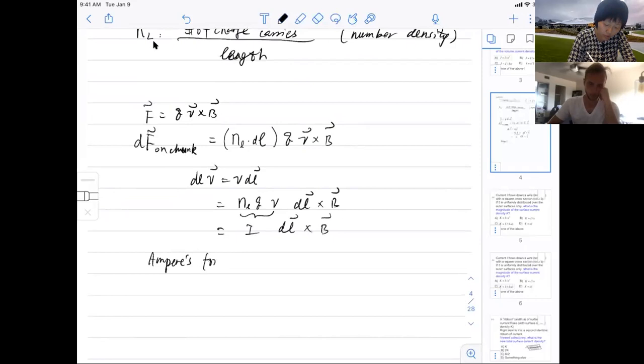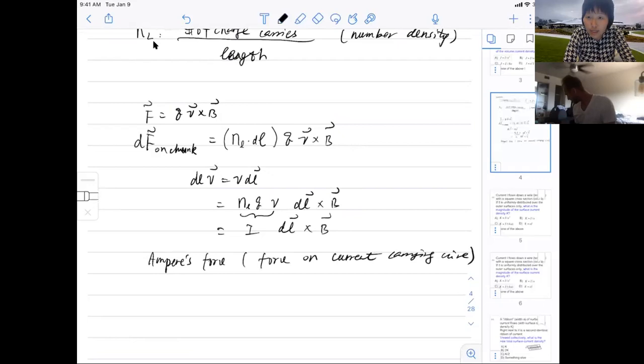Ampere's force, which is the force on a current carrying wire. Notice that we said magnetic forces cannot do work on individual charges. That is absolutely true. However, as a collection of charges, magnetic force can do work on a current carrying wire. There is no conflict in there.